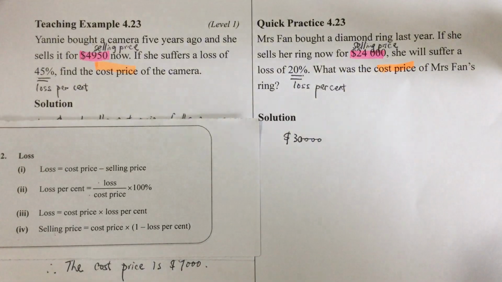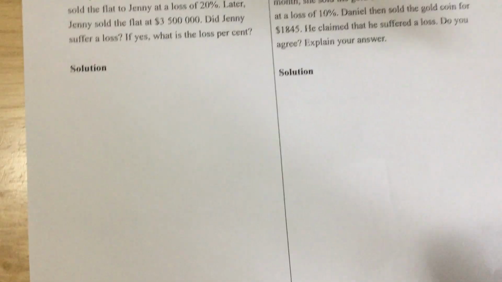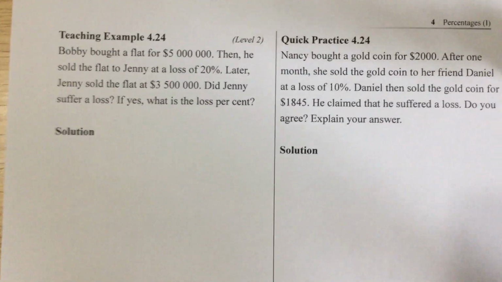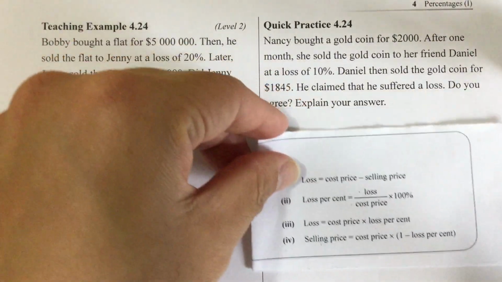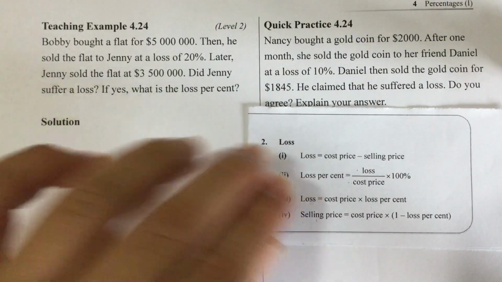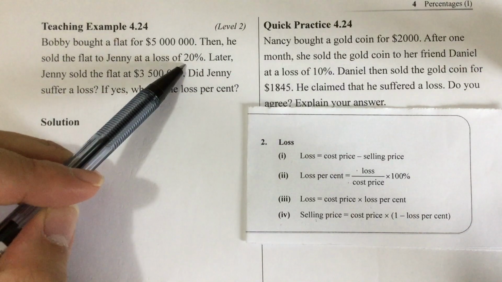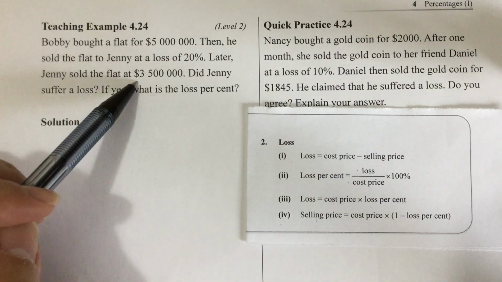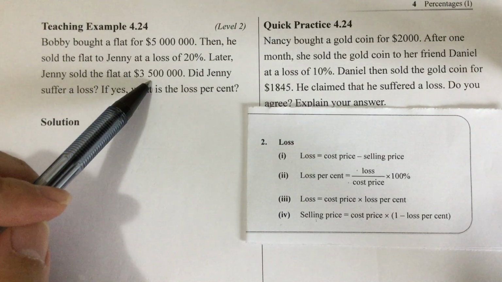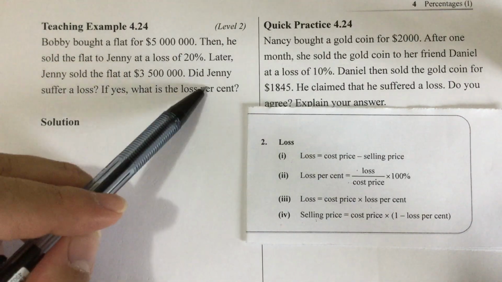Okay, now we will go to the last example in this video. That is the teaching example 4.24. Once again, Bobby bought a flat for $5 million. Okay, this is loss. Then he sold the flat to Jenny at a loss of 20%. And later, Jenny sold the flat at $3,500,000 to someone. Did Jenny suffer loss? If yes, what is the loss percent?